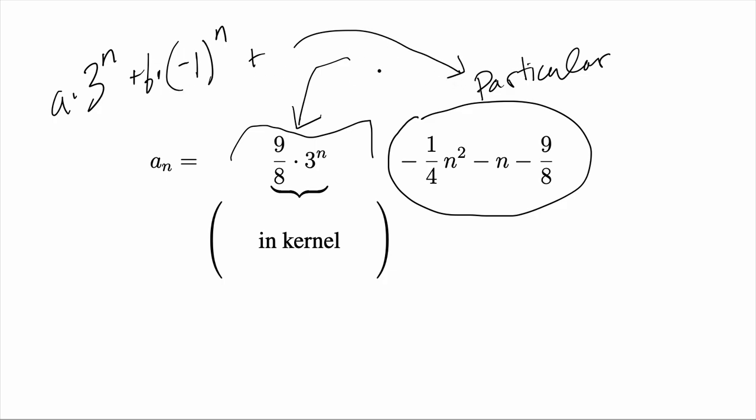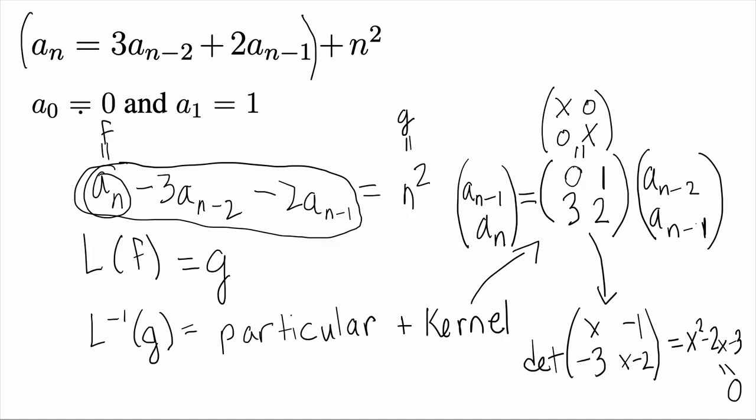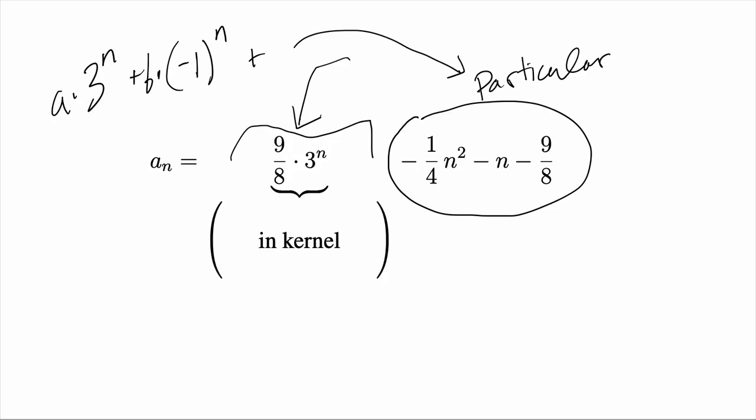We want to choose constants a and b such that when we plug in n is 0, we get out 0, and when we plug in 1, we get out 1, because those are the initial conditions we were given. So if we do that and work it out, we actually get this one right here, which is in the kernel. And that would be it.